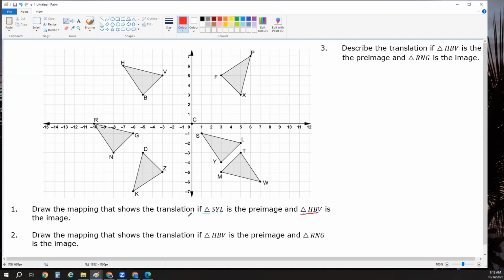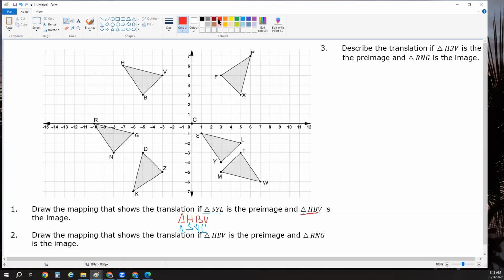Yeah, HBV is red, so H, B, V is the post image, and it's getting mapped from SYL. So you should make sure that they are getting lined up accordingly. You don't crisscross them one way or another. Okay, so S is getting mapped onto point H, Y is getting mapped onto point B, and then L is getting mapped onto point V.